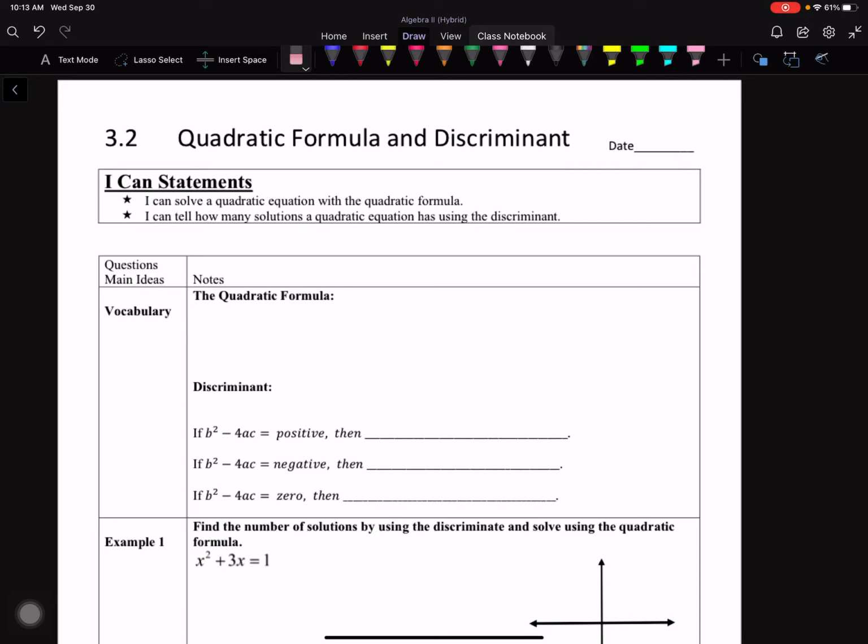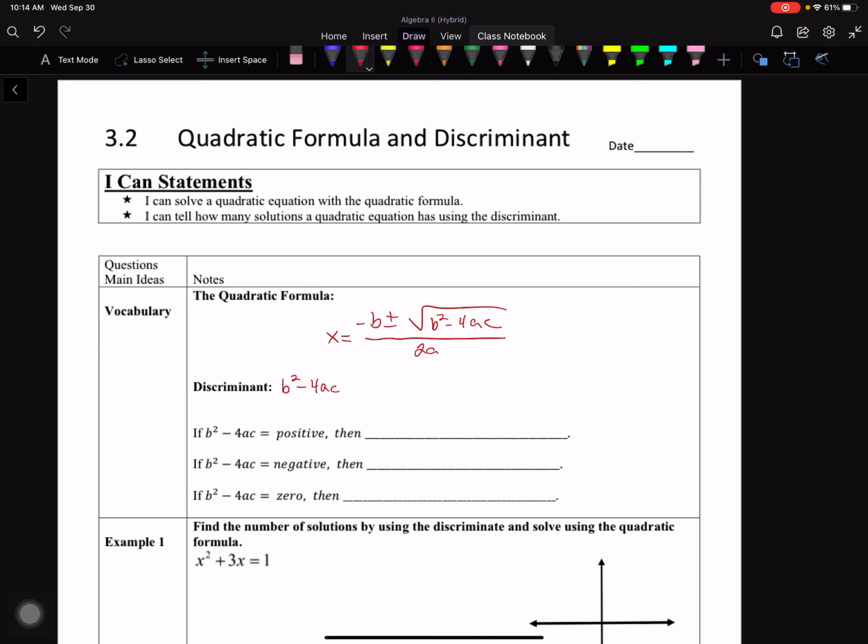All right, who is ready to talk about the quadratic formula and discriminant? Section 3.2, let's go. Starting off with the quadratic formula. That is x equals negative b plus or minus the square root of b squared minus 4ac all over 2a. Now the discriminant is just part of that. That is just the b squared minus 4ac part.